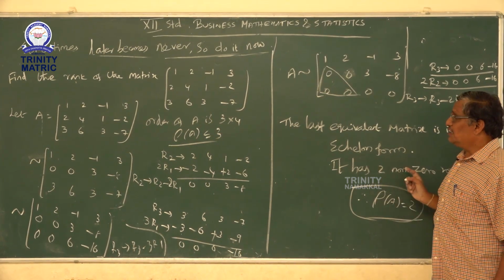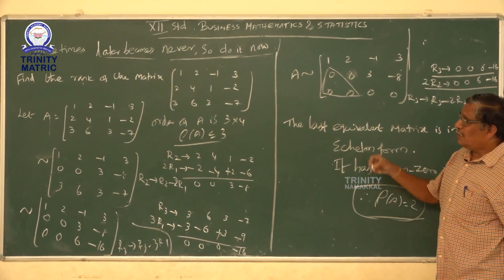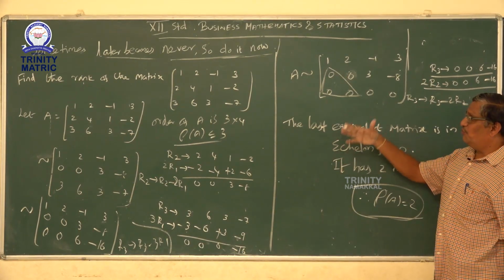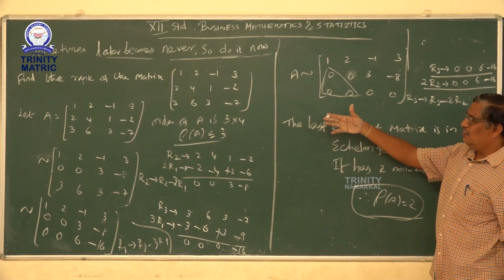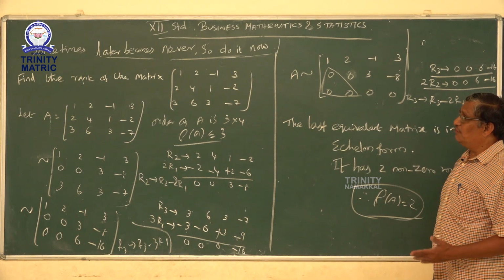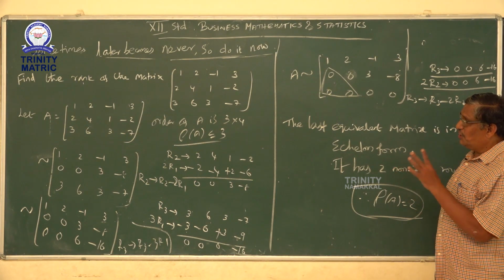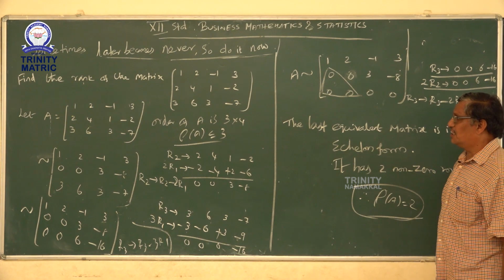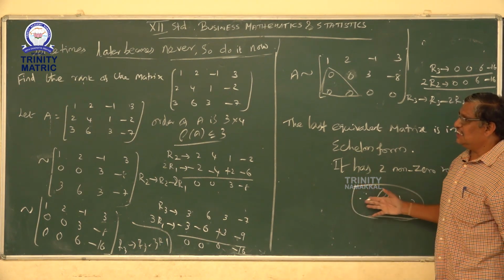That's all. This is easy for you. Otherwise, we could do it the first way: you have to find the determinant values for 3 by 3 matrices, which takes long. How many 3 by 3 matrices will come? For a 3 by 4 matrix, you have to take 4 third-order minors. Instead of that, this is easy for you.